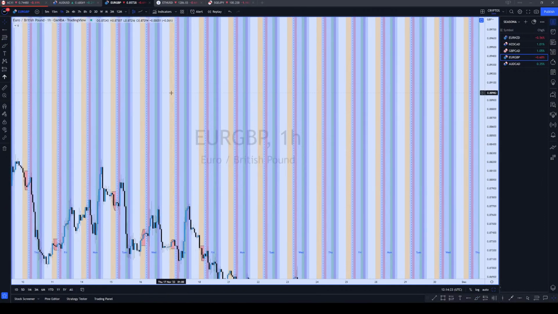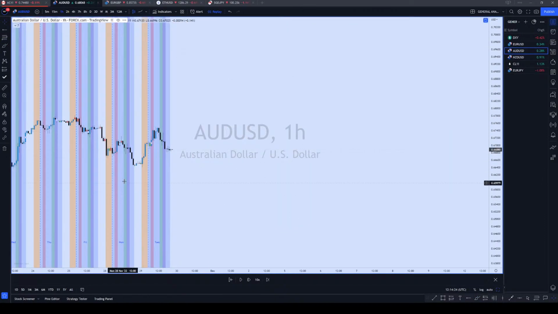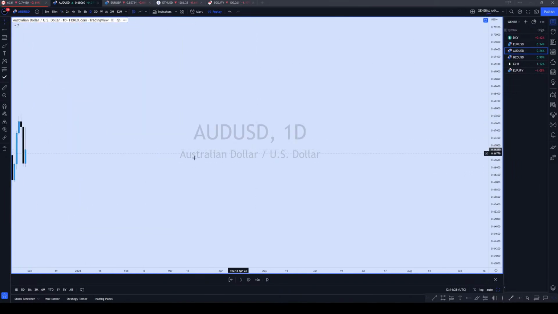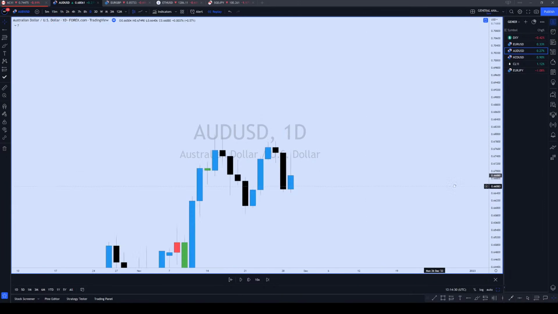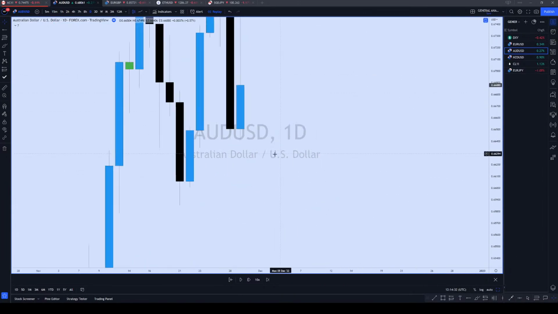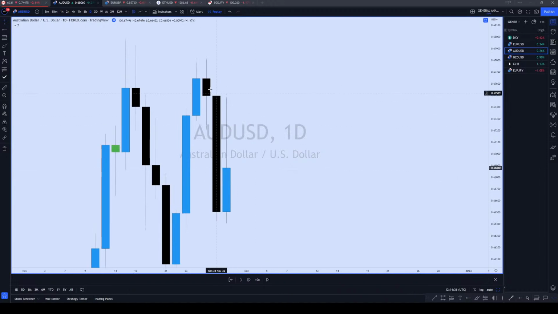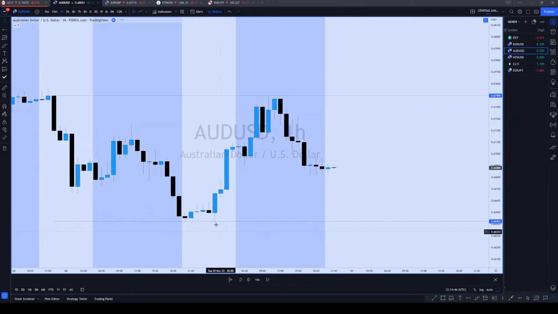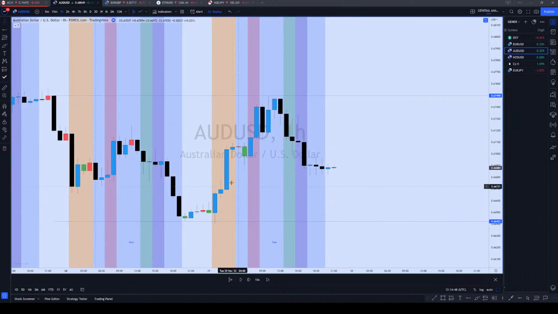Okay, let's go to Aussie here. That's Tuesday price action. That's Monday. You highlight the high and low of Monday. Tuesday price takes that one out, and then rejection.